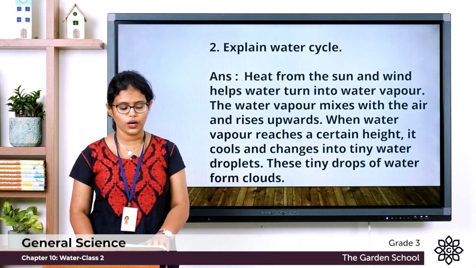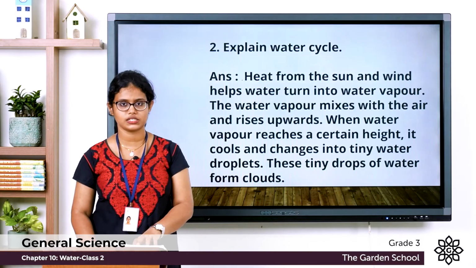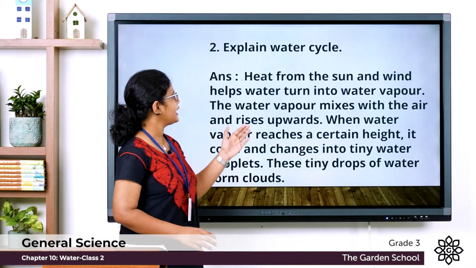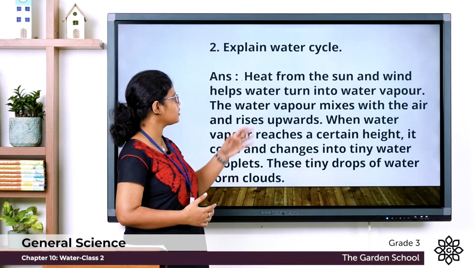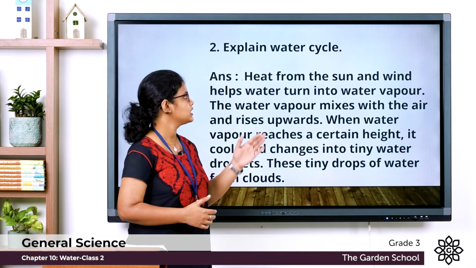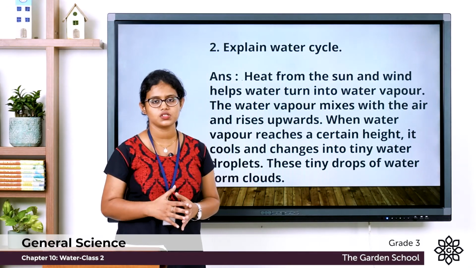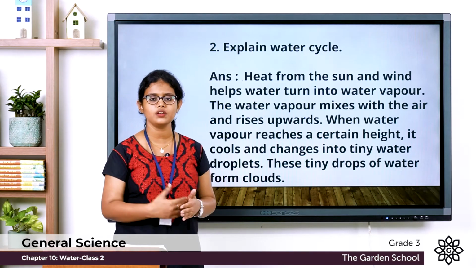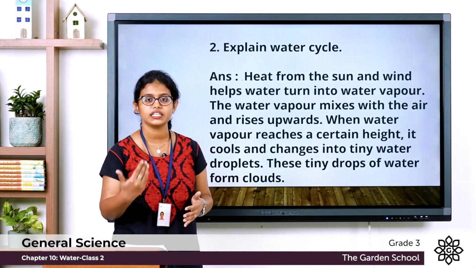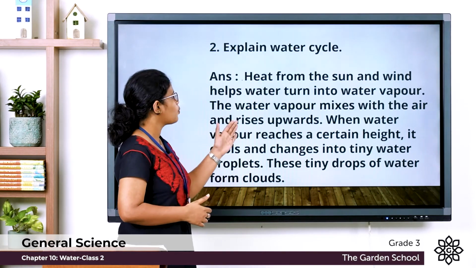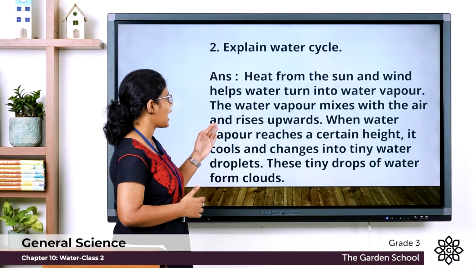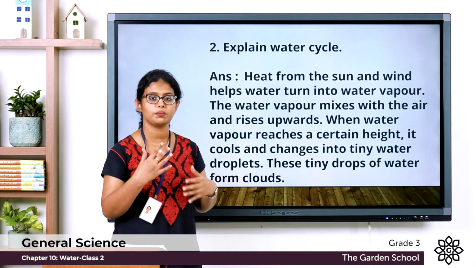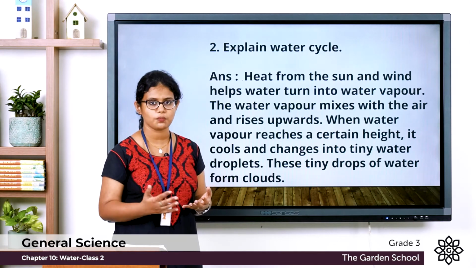Then, the second one, explain the water cycle. Heat from the sun and wind helps water turn into water vapor. So, water changes into water vapor. That process we call evaporation. The water vapor mixes with the air and rises upwards.